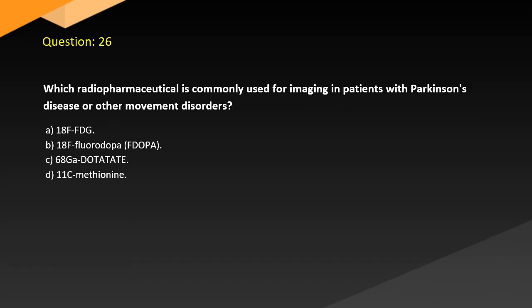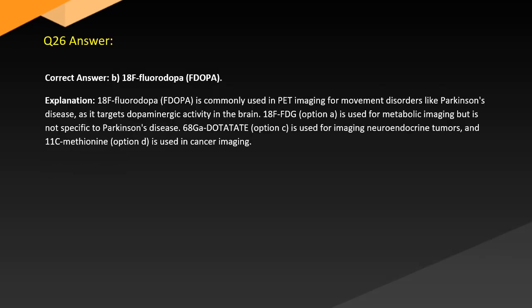Question 26. Which radiopharmaceutical is commonly used for imaging in patients with Parkinson's disease or other movement disorders? A. 18-FDG. B. 18-fluorodopa, F-DOPA. C. 68-DOTATATE. D. 11-methionine. Answer. Correct answer, B. 18-fluorodopa, F-DOPA.